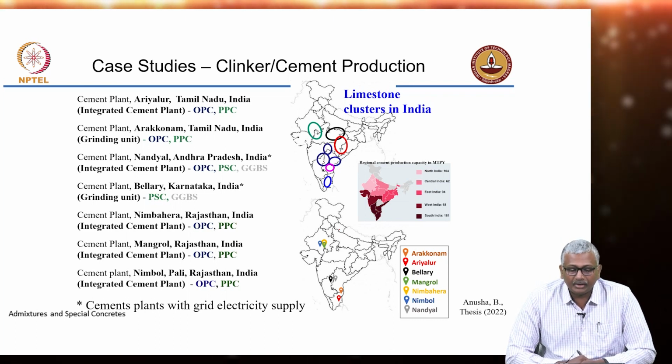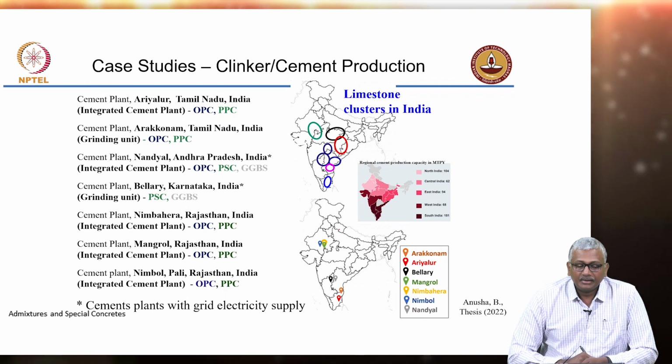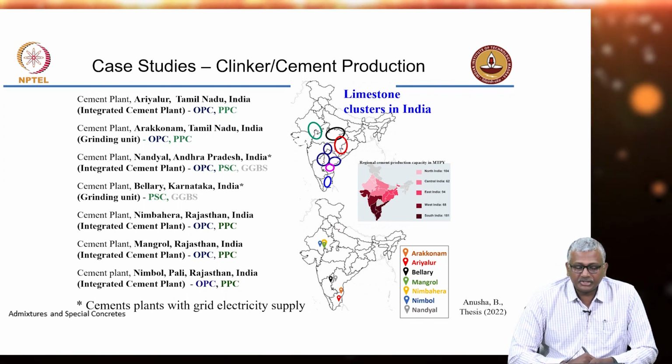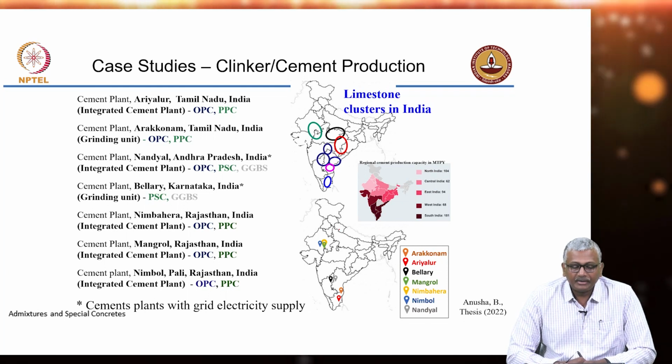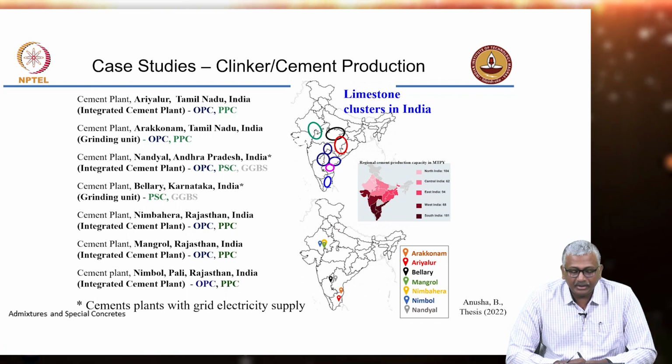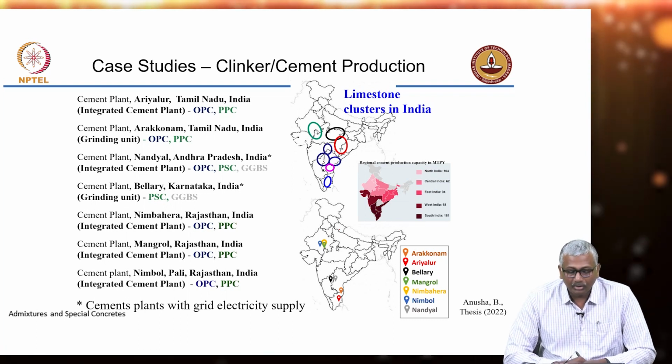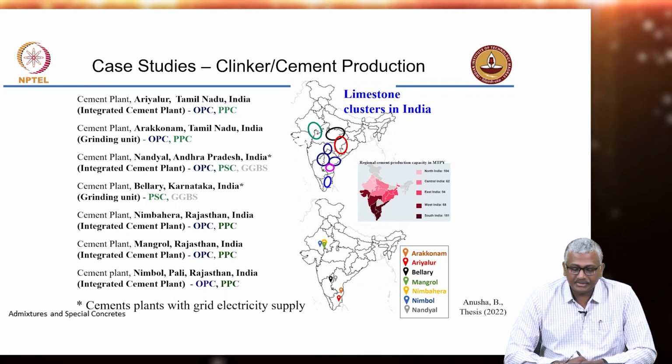The Ariyalur, Arakonam is a grinding unit. Ariyalur was the integrated cement plant. Nandyal in Andhra Pradesh was also an integrated cement plant, and Bellary had a grinding unit. Similarly, in Rajasthan, Nimbahera, integrated cement plant, and a couple more integrated cement plants from Rajasthan itself.